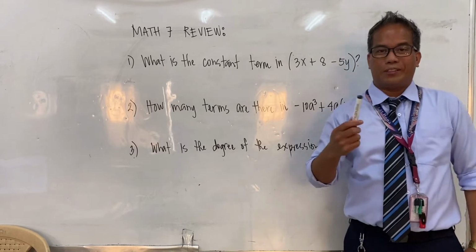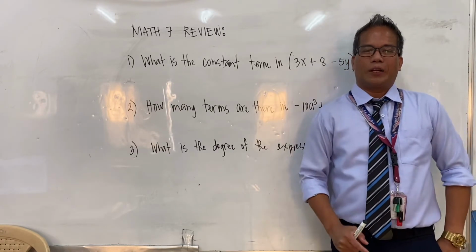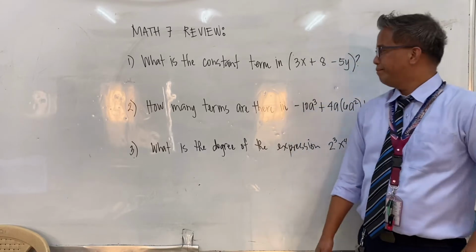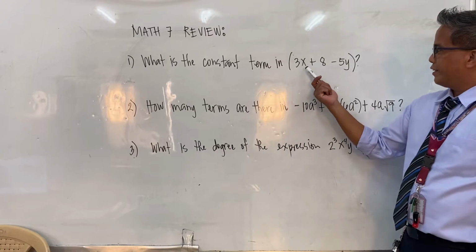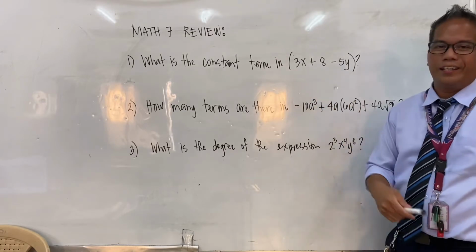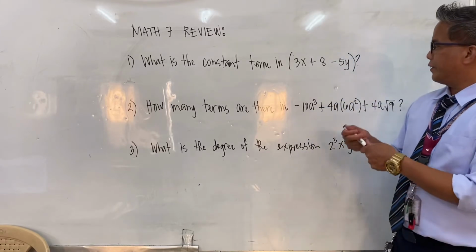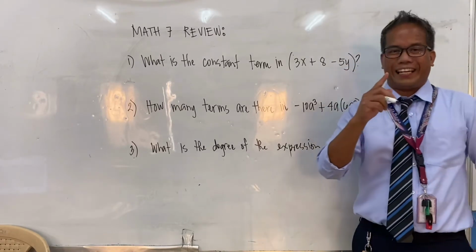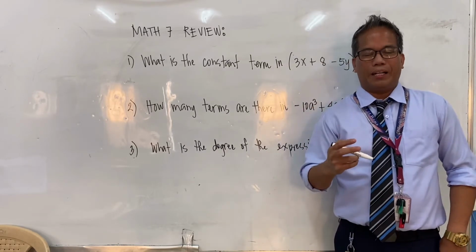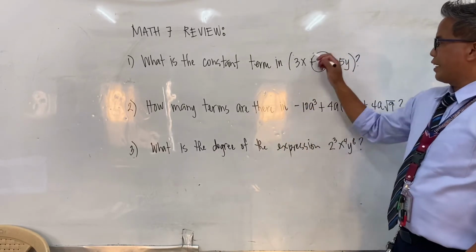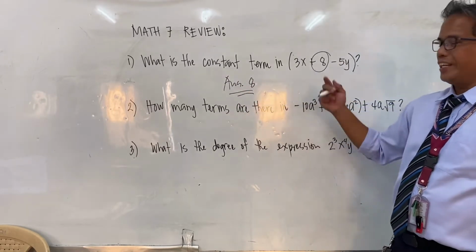Those terms are separated by plus and minus sign. So we are looking for the constant term. So what is your answer? 3x, 8, or negative 5y? The correct answer here is, just look at the term without a variable. So the correct answer is 8. So that is the constant term.